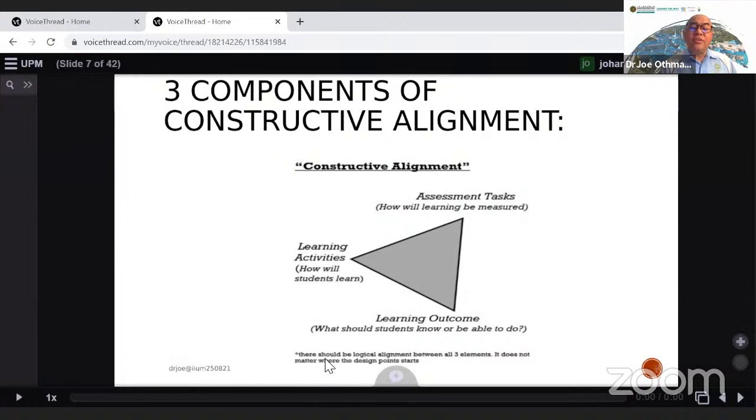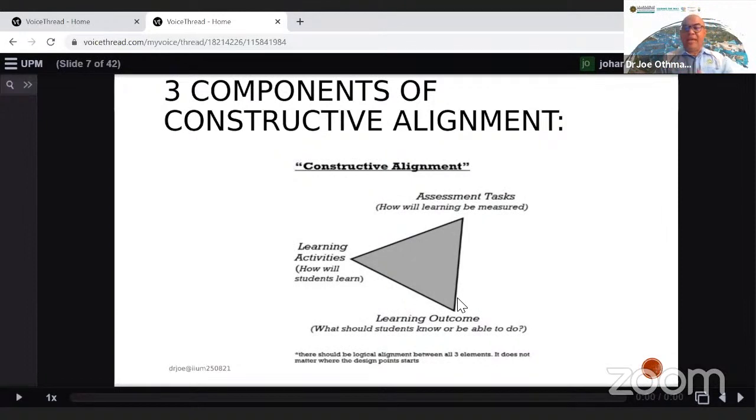And then here there's a note. There should be a logical alignment between all three elements. It does not matter where the design point starts. Okay, in a nutshell, constructive alignment means this. For teachers, I always give this example. I think my example is extreme, but even though it's extreme, it relays the point.